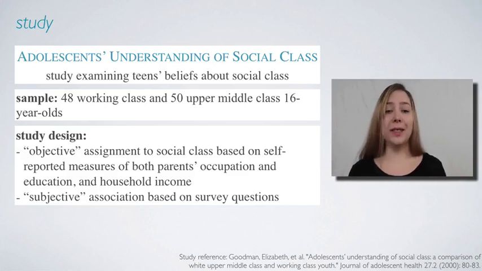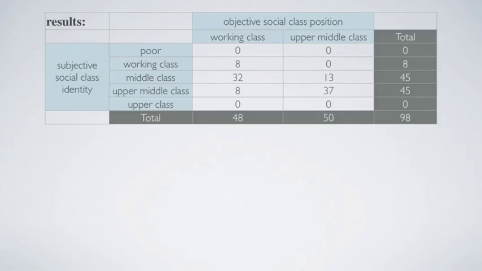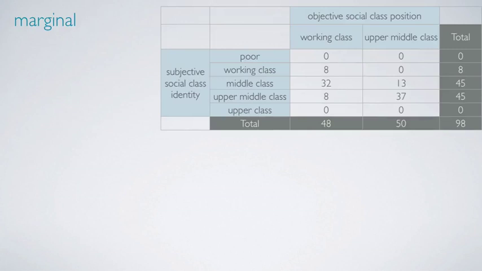Students were also asked a series of questions to determine their own subjective association to a social class. So this is the social class that students think they belong to. Given two categorical variables, objective and subjective social class, the study results can be summarized into a contingency table like this one. Let's start with marginal probabilities.